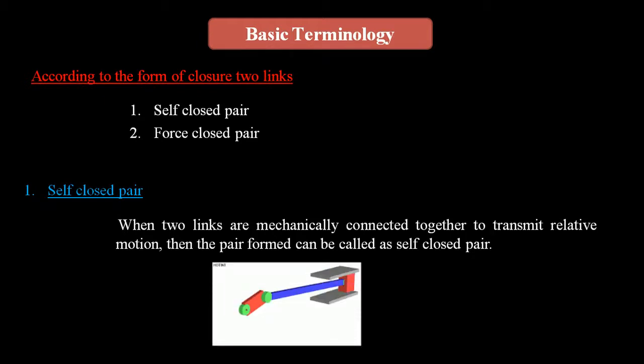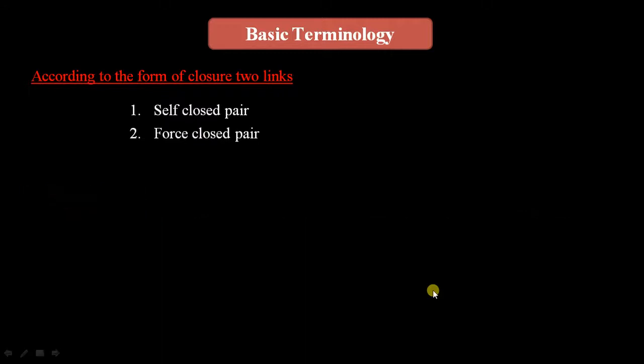For example, we can consider the slider crank mechanism. This is the slider, which is connected with the help of a mechanical element, a pin joint, and here is one more mechanical element, a pin joint, and here will also be one more pin joint. With the help of mechanical elements we are connecting each and every link with each other. So when this type of connection happens, the type of pair can be called a self-closed pair.